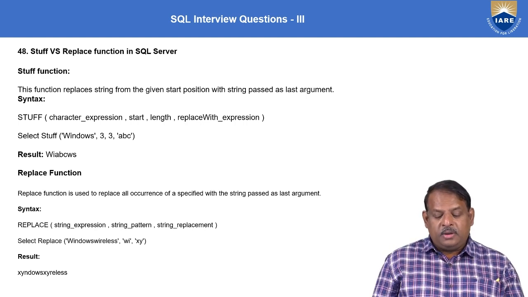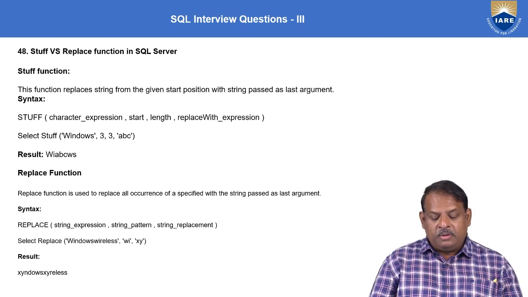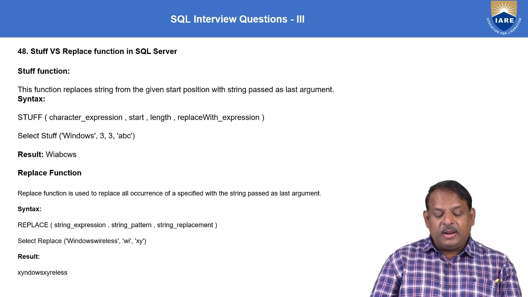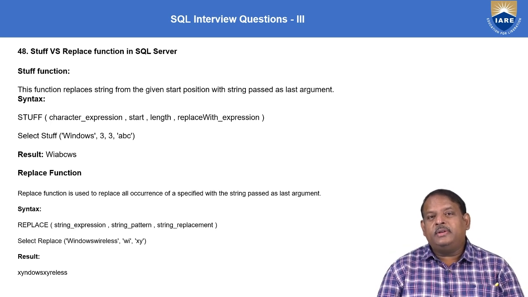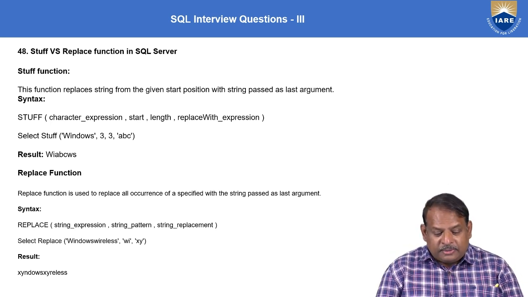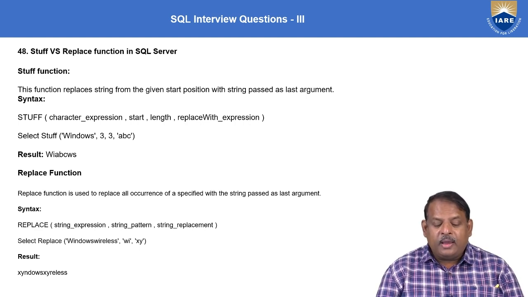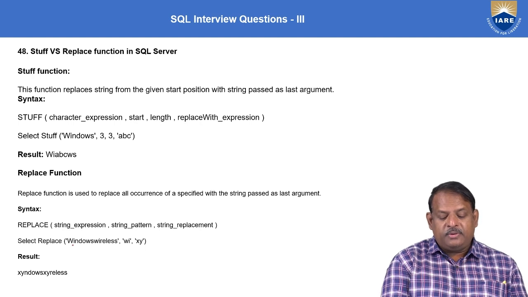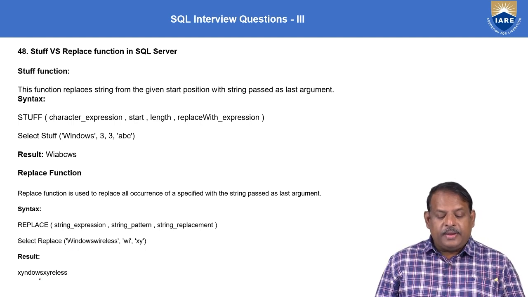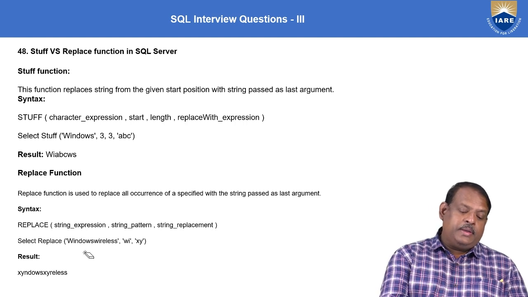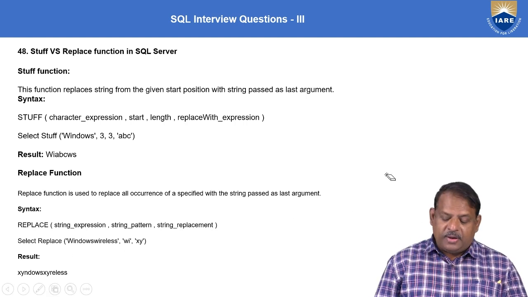So here, taking Windows Wireless, SELECT REPLACE of Windows Wireless, where the string to be searched for is WI, and I want to replace it with XY. So whenever there is WI, it will be replaced with XY, and in place of WI you get XY in the new word. This is the REPLACE and the STUFF function.